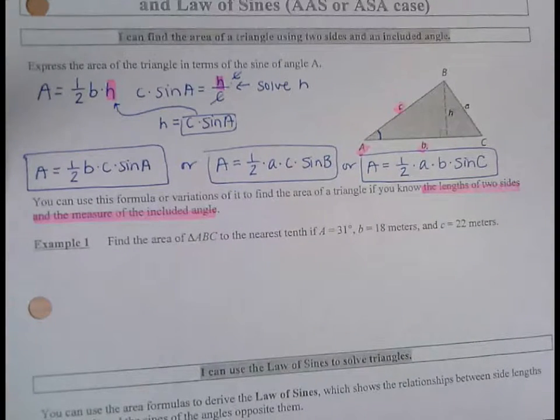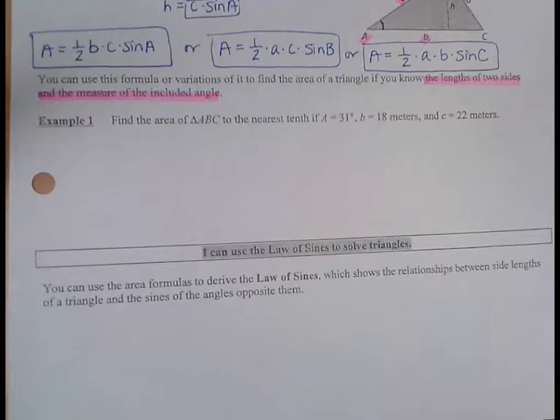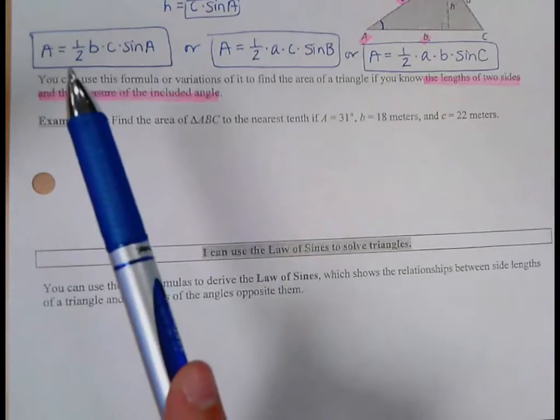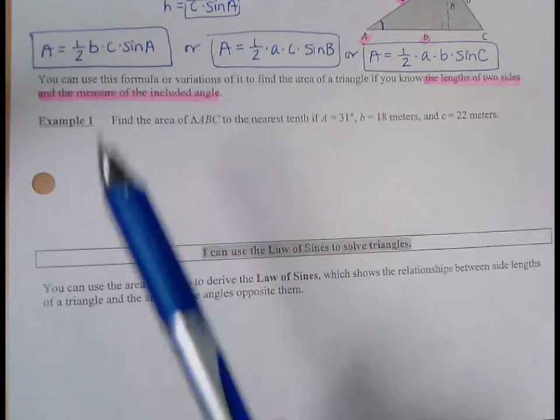So 1/2 multiplied by the two sides multiplied by sine of the included angle, if you were to write that into words. So then example 1 is just using this formula. It says find the area of triangle ABC to the nearest tenth if angle A is 31 degrees, side B is 18 meters, and side C is 22 meters. And I would recommend for these problems, you may not need to actually sketch this out for this problem because you have it in terms of A, B, and C already.